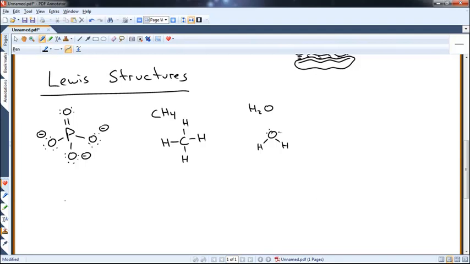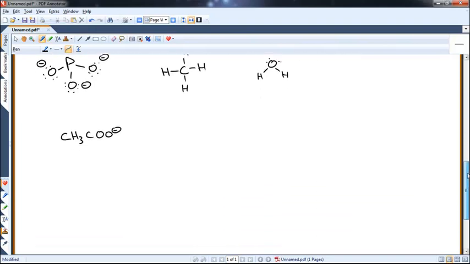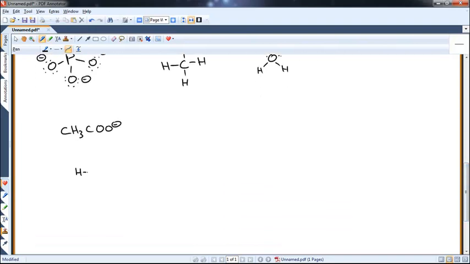Then I gave this example, acetate, CH3COO minus. Right, the acetate ion looks like this. And if you remember, I said there are a couple different ways that you can draw this ion. Right, you can draw it this way, or you could draw it this way. How are they different from each other? And everyone agreed and remembered, which is good.